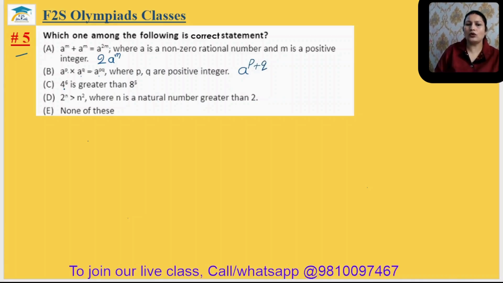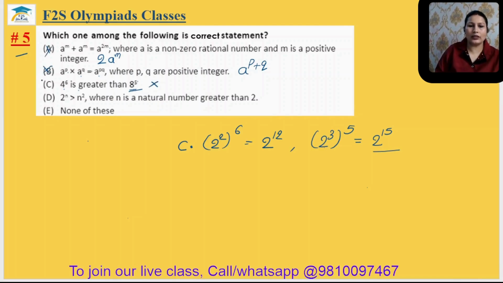4 to the power 6 is greater than 8 to the power 5. So in option C, we can write 4 as 2 to the power 2 and then to the power 6. So it will be your 2 to the power 12, and 2 to the power 3 to the power 5. I have written 8 as 2 to the power 3 and to the whole power 5. So this is your 2 to the power 15. Okay. So which one will be greater? 2 to the power 15 means 8 to the power 5 will be greater. So this is also wrong. A wrong, B wrong and C wrong.